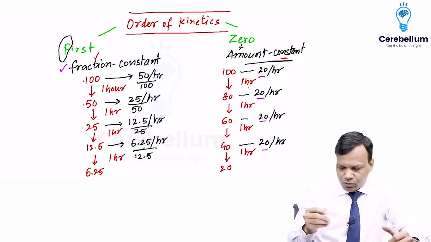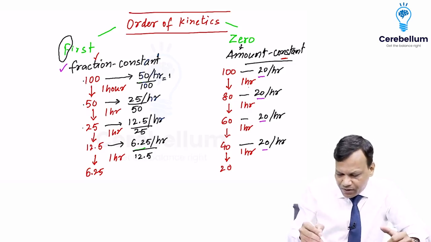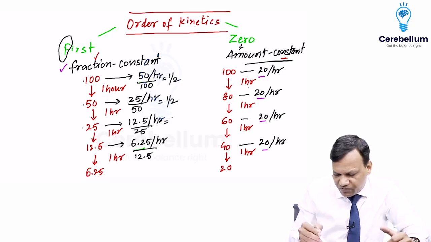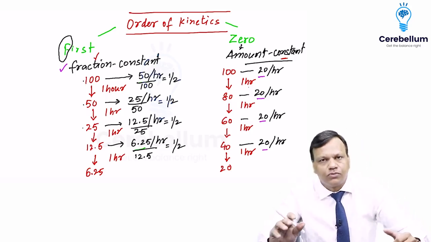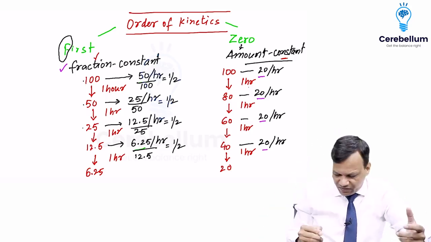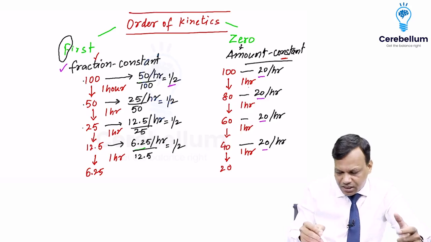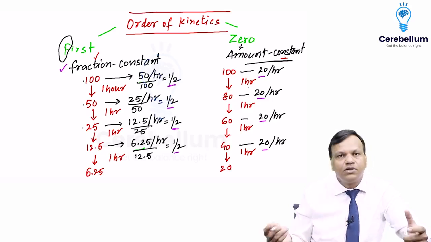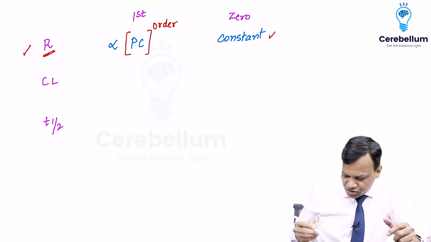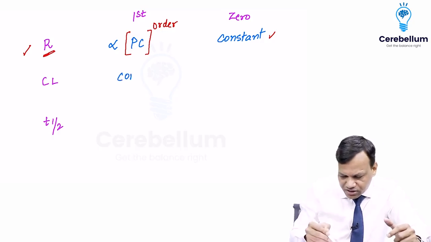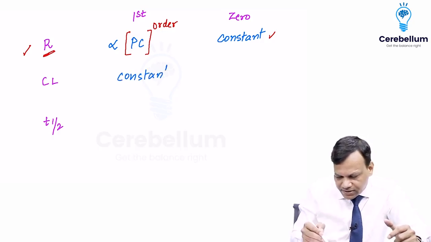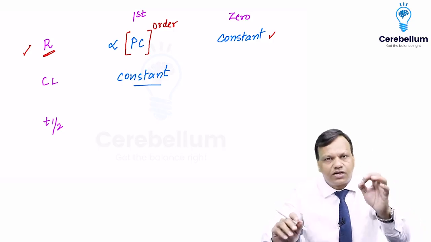So if we divide the two, 50 by 100 becomes 1 by 2, 25 by 50 becomes 1 by 2, 12.5 by 25 is also 1 by 2, and 6.25 by 12.5 is also 1 by 2. So what we note is, whatever may be the plasma concentration, the clearance remains the same. Or safely we can say, in first order kinetics, clearance is constant. Clearance is constant in first order kinetics.